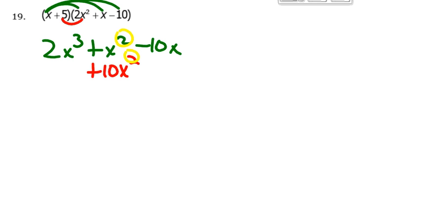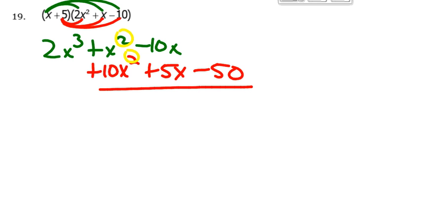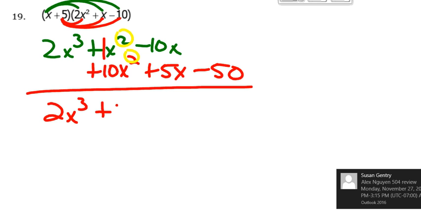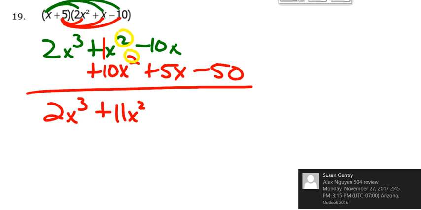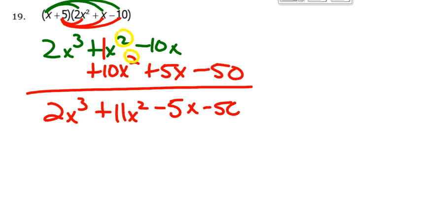All right, so keep on going. 5 times x is plus 5x. And 5 times negative 10 is minus 50. Adding them up, 2x cubed plus, I'm going to slip a 1 in there, 11x squared, and minus 5x minus 50. Final answer.